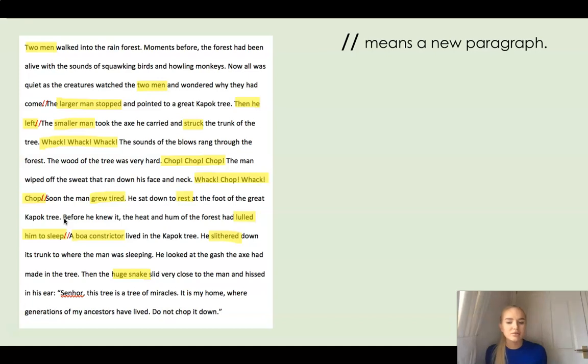So this is all talking about what animal now, this paragraph? That's right, it's talking about the snake. Do you think there's a change in the topic throughout this paragraph? No, there's not, is there? Because why? That's right, because they're talking about the boa constrictor. He slithered, the huge snake. This is all about the snake and what he is saying to the man to try and convince him to not chop down the trees.